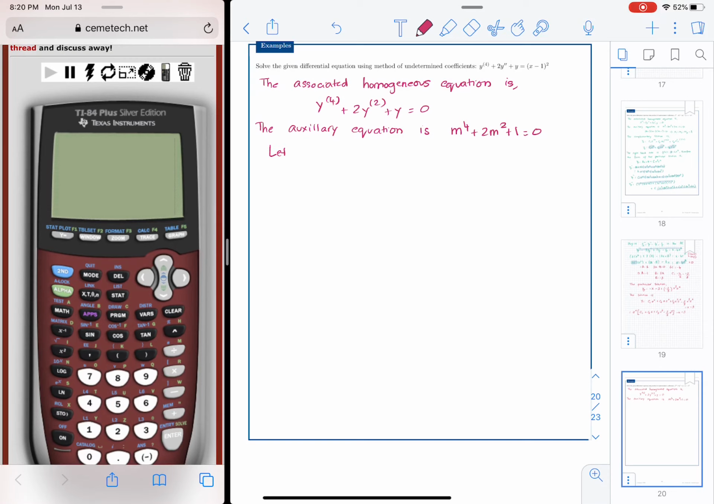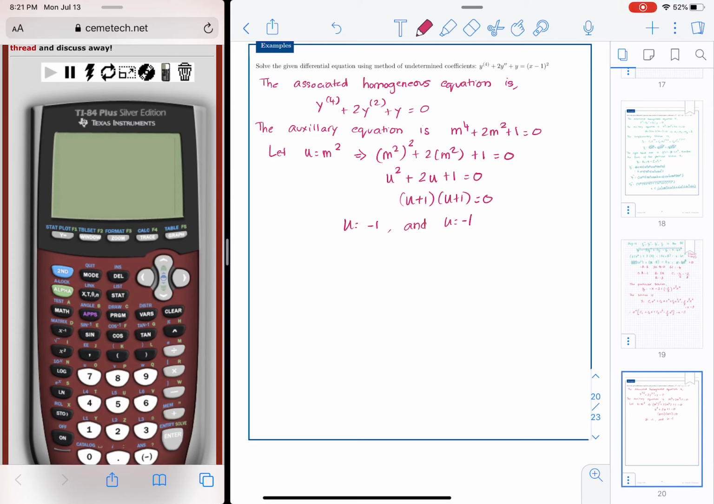So let u equals m squared. This would mean m raised 4 is m squared squared plus 2m squared plus 1 equals 0. Replacing the substitution, we would have u squared plus 2u plus 1 equals 0. That is an easy quadratic equation, and the solution is simply u plus 1 times u plus 1. So the two possible values for u are minus 1 and minus 1.